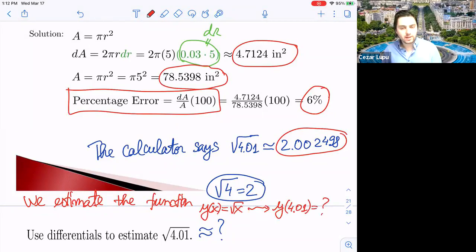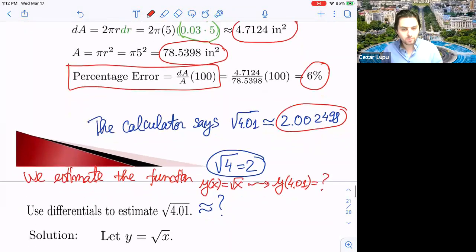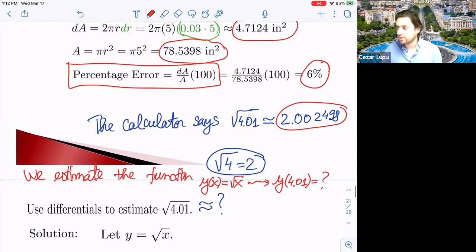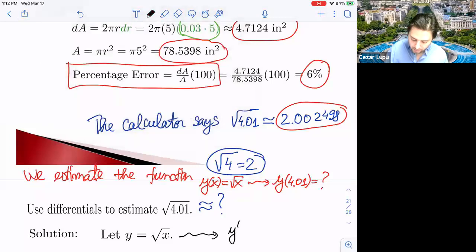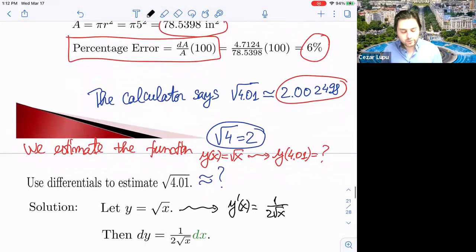Okay, great. So we're going to take this function. As you can see here, y equals the square root of x. And now guess what we're going to do? We're going to take the derivative of this guy. So keep in mind that the derivative, y prime of x, is 1 over 2 square root of x, right? That's the derivative. So dy will be 1 over 2 square root of x times dx, right?